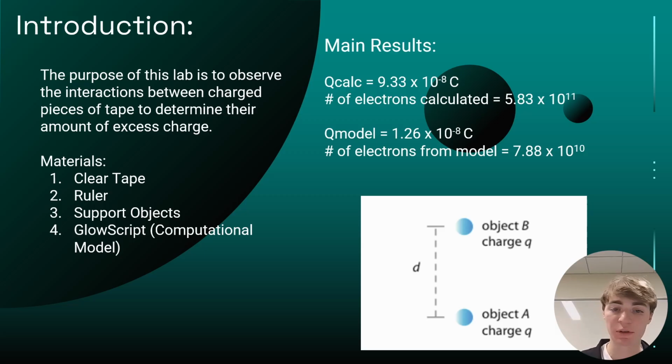So our calculated results are shown here, with 9.33 times 10 to the negative 8 coulombs being our calculated charge, and about 5.83 times 10 to the 11th excess electrons calculated. And then with the model, we got 1.26 times 10 to the negative 8 coulombs for the charge, and 7.88 times 10 to the 10 electrons on the pieces of tape from the model as well.